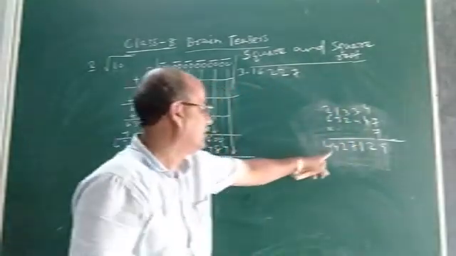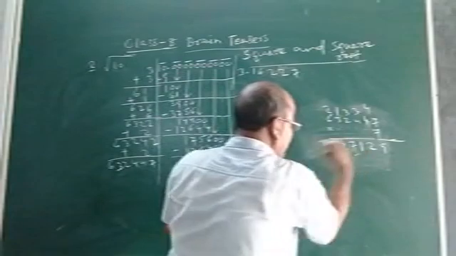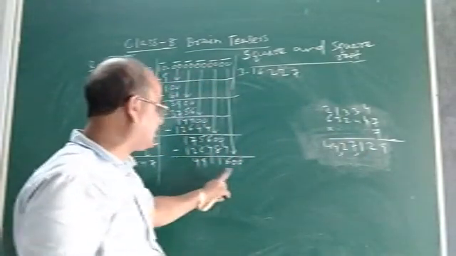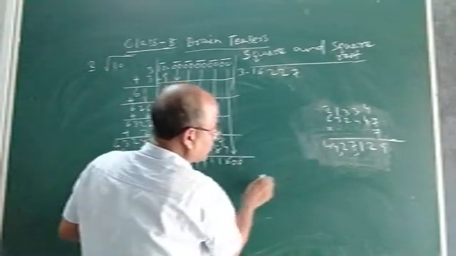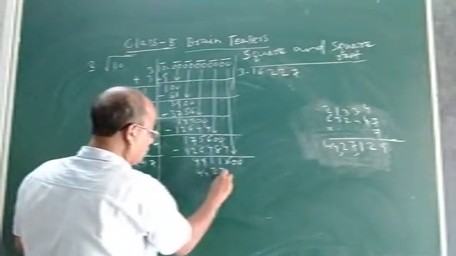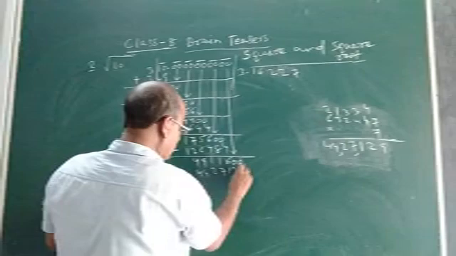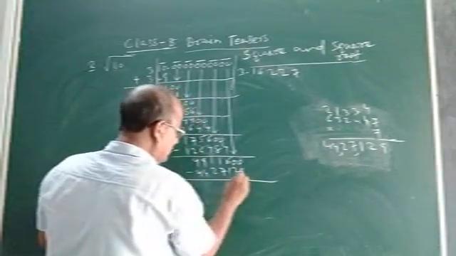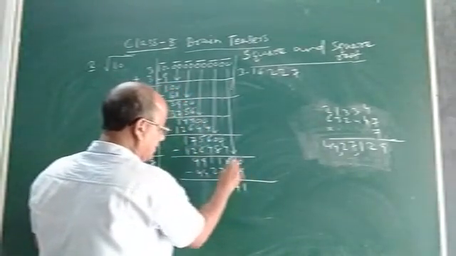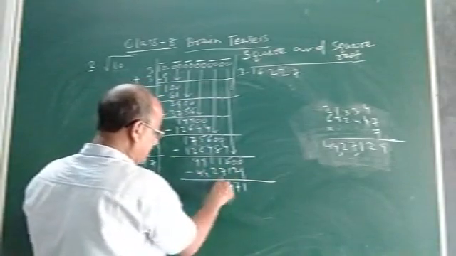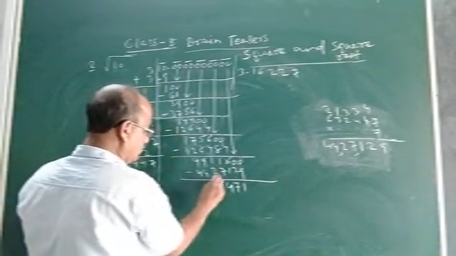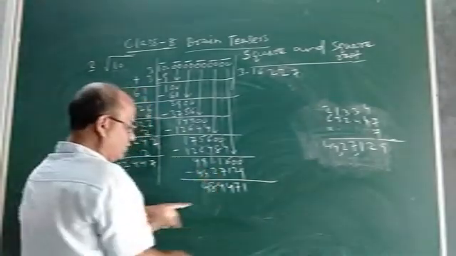Now see, this is 44, 27, 129, which is less than this number. So definitely we have to put 7. So 4, 4, 2, 7, 1, 2, 9. Now you subtract. 10 minus 9, 9 minus 2, 5 minus 1, 11 minus 7, 10 minus 2, 8 minus 4. This will be the remainder.